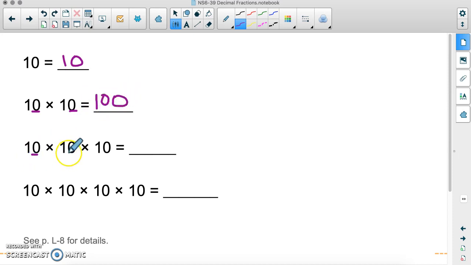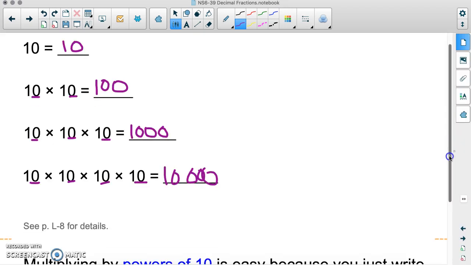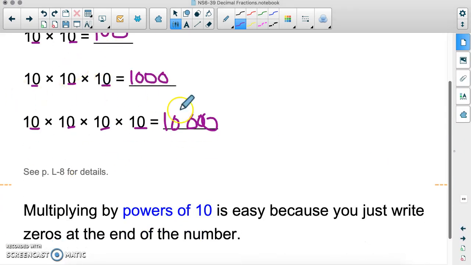Now I have 10 times 10 times 10. I know my answer is going to have 3 zeros in it, so it's 1,000. Now I have 10 times 10 times 10 times 10. I have 4 zeros, so I know my answer has to have 4 zeros. So that is equal to 10,000. These numbers are called powers of 10 because they all work with zeros and multiplying by tens really easily. So if you can remember these rules by counting your zeros, this lesson is going to be really easy for you.